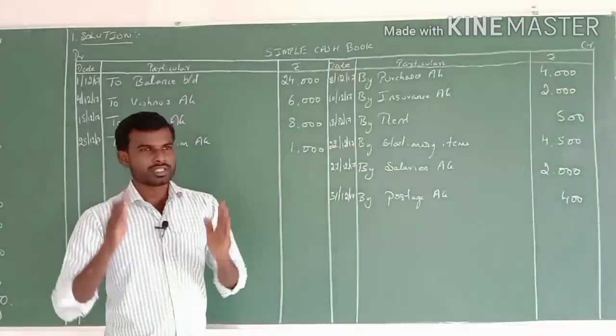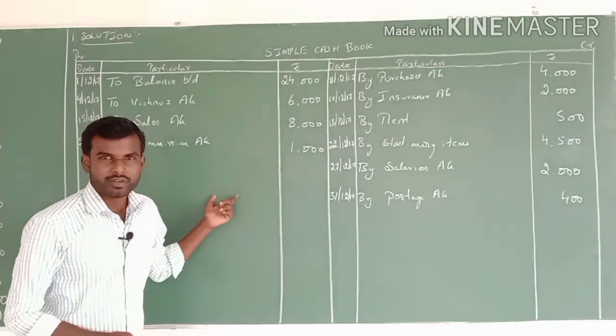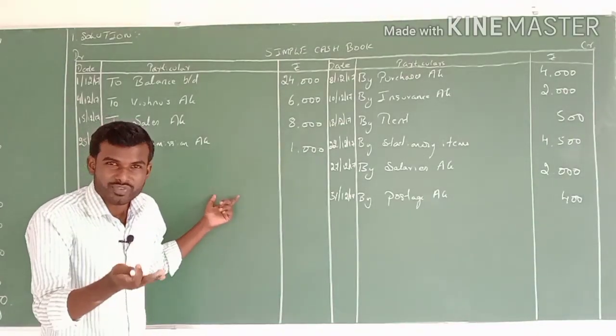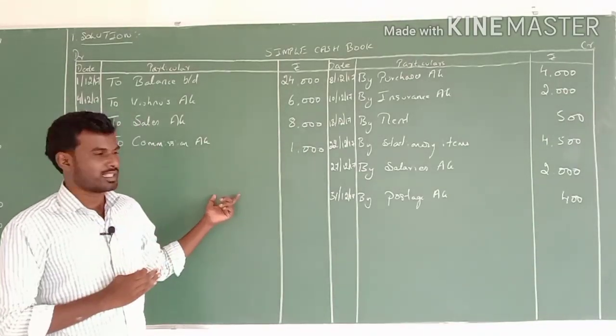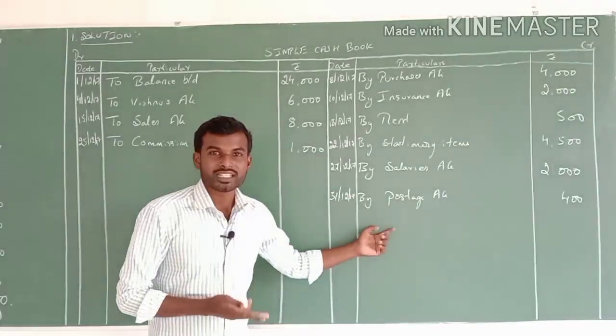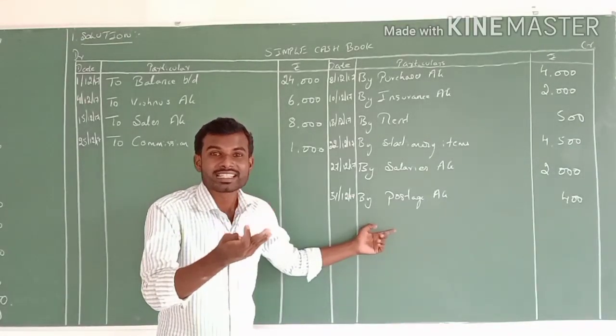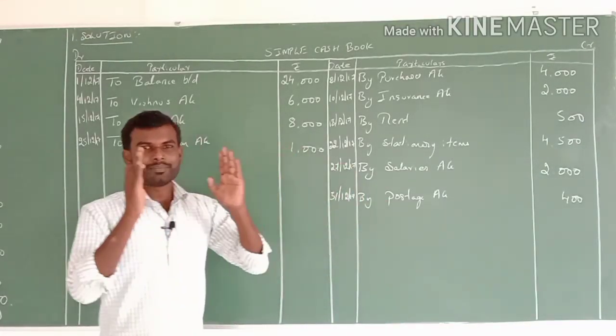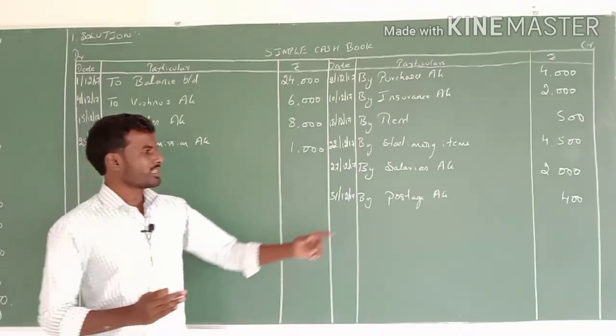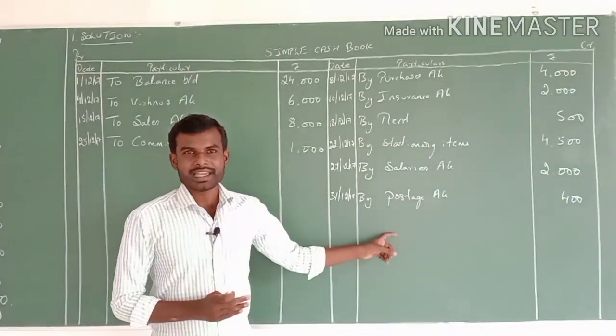So my dear students, listen here. Under the debit side we have recorded the transactions which increase the cash balance. Under the credit side we have recorded the transactions which decrease the cash balance. So the debit side increases the cash balance, and the credit side decreases the cash balance.